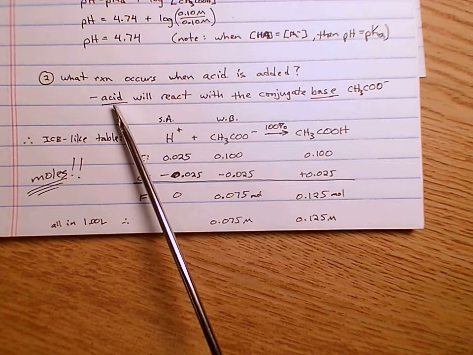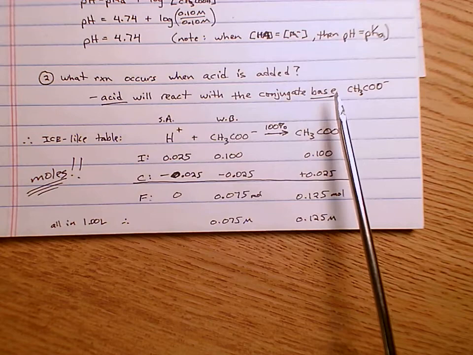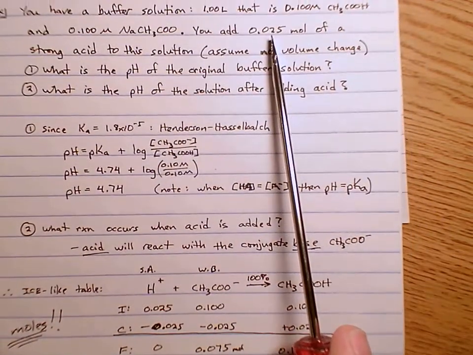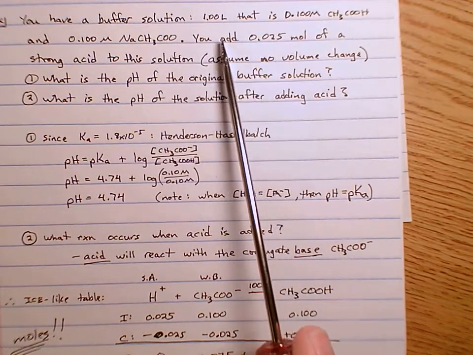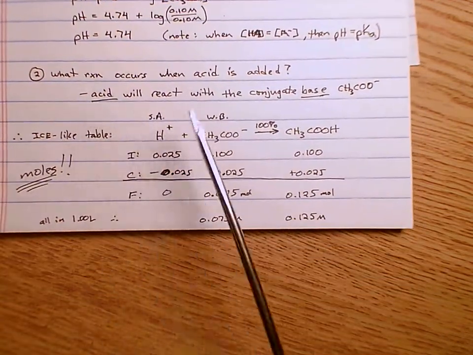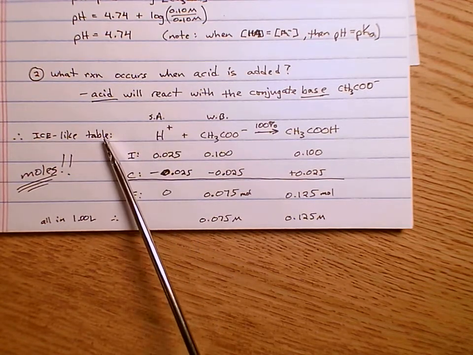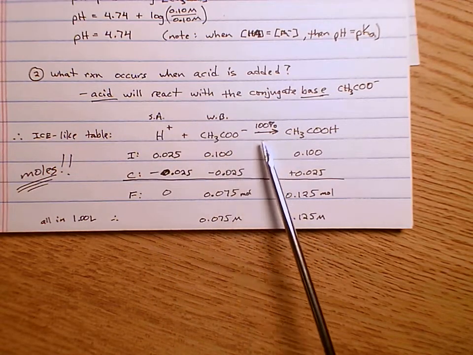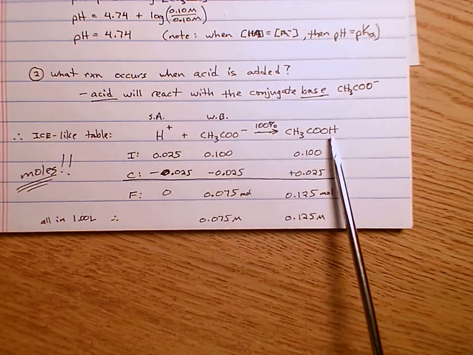Our added strong acid will react with the conjugate base acetate because acids neutralize bases. So when we add this 0.25 moles of acid here, we know since we added this extra strong acid, it will react with the conjugate base acetate. So we then need to do the ice-like table, or what I call an ICF table, where we have our added acid reacting with the conjugate base to form acetic acid. And acid plus the conjugate base forms the acetic acid.